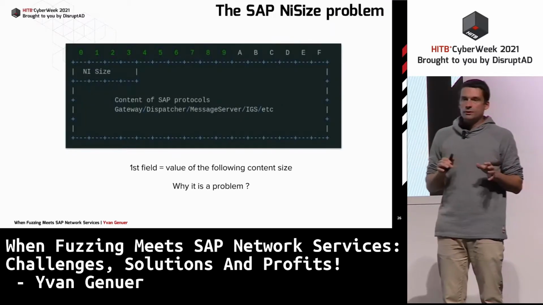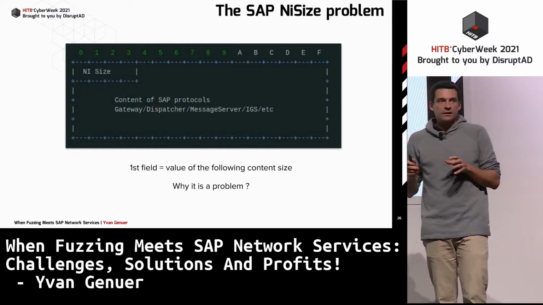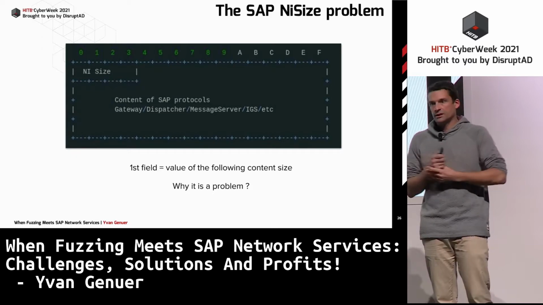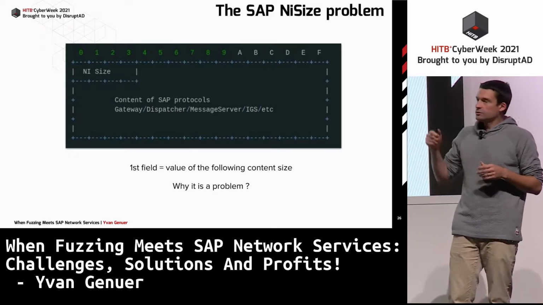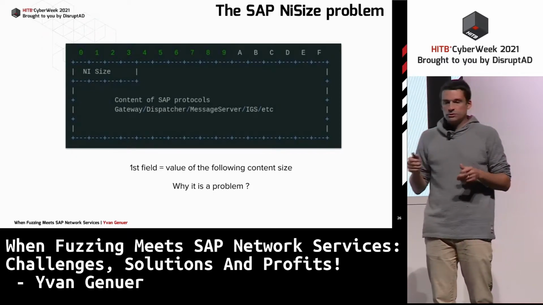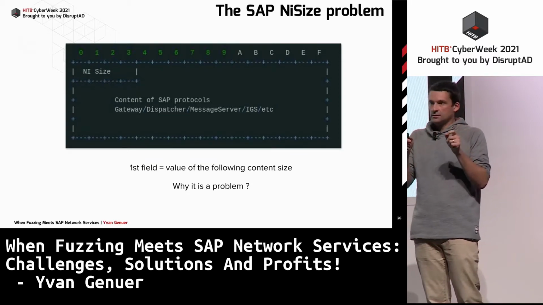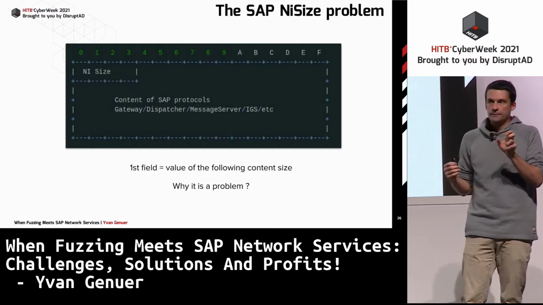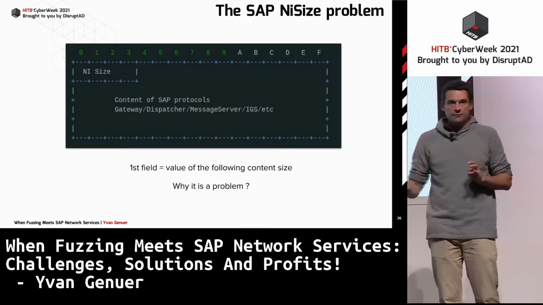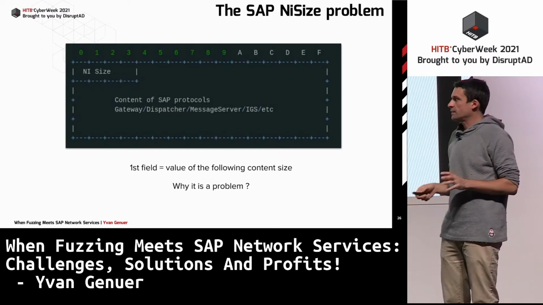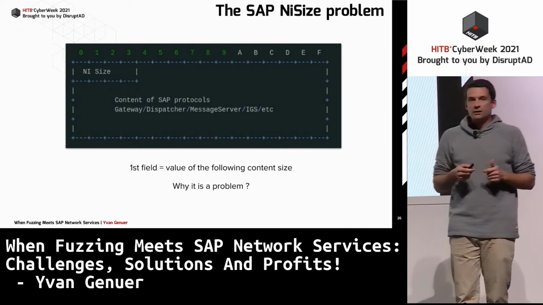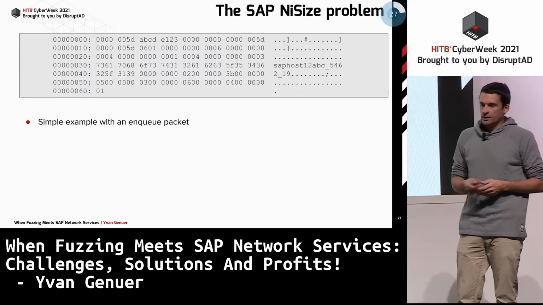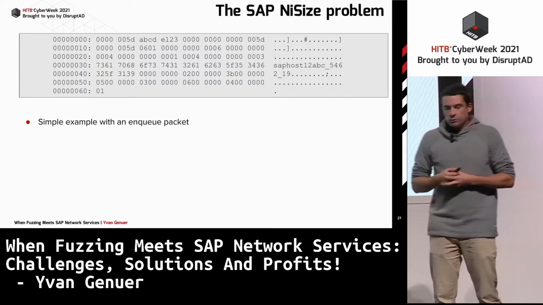To sum up the packet, all the protocols managed by SAP services use this kind of feature. The first 4 bytes of the whole packet are the size of the content. This is the same for the dispatcher, Enqueue server, etc. So why could it be a problem when we try to fuzz the packet itself? Let me show you with this example.